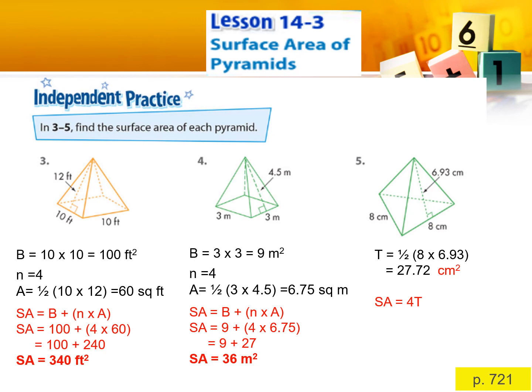Then we will use now the formula to find the surface area of it. SA equals 4 times T. T stands for the area of one triangle. So 4 times the area of one triangle, which is 27.72, and it will result to 110.88 square centimeters.